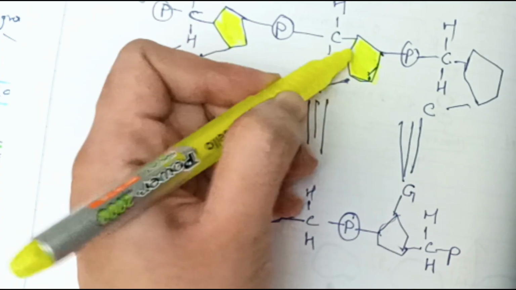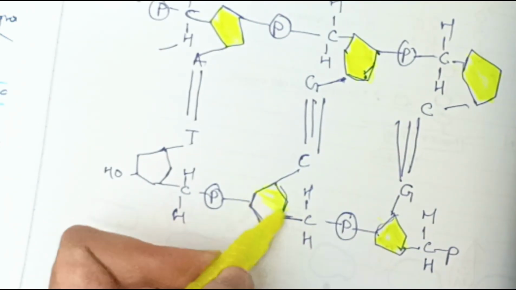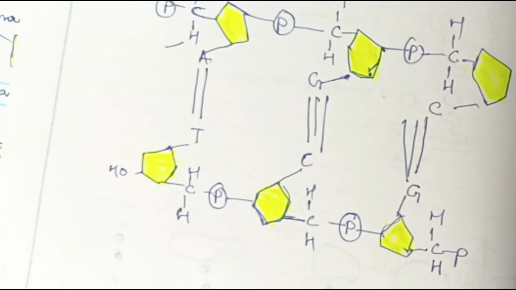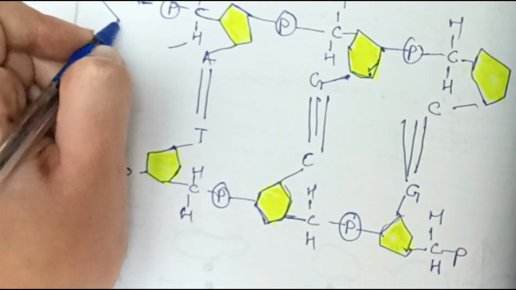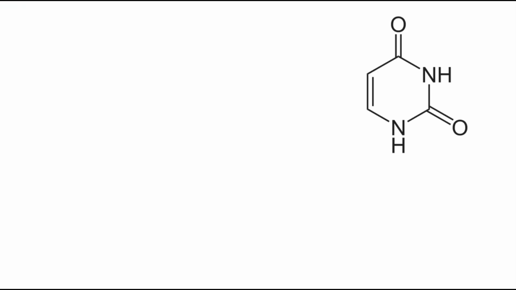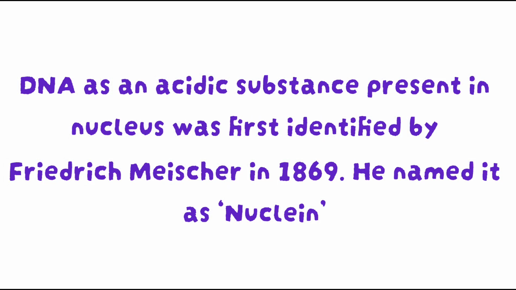In RNA, every nucleotide residue has an additional hydroxyl group, which is present at the 2' position in the ribose. Also in RNA, uracil is found in place of thymine, that is 5-methyl uracil, another chemical name for thymine. DNA, an acidic substance present in the nucleus, was first identified by Friedrich Miescher in 1869. He named it nuclein.